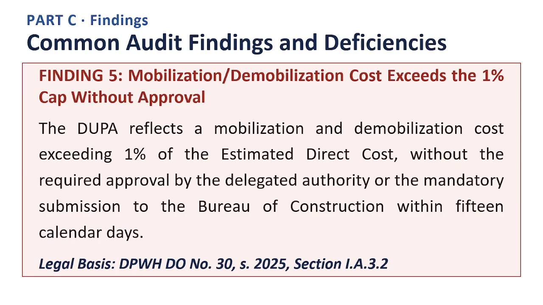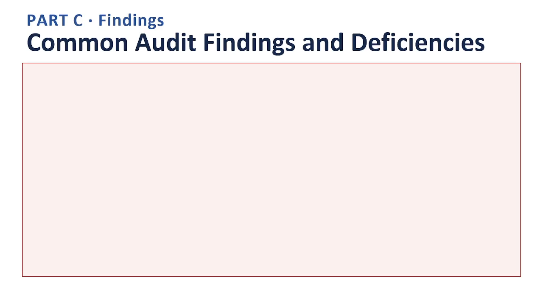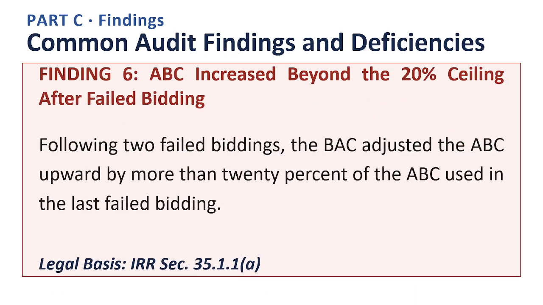Auditors look for this pattern because it usually signals that a required planning or documentation step was skipped rather than genuinely completed. The practical safeguard is to always ask for the specific supporting document before accepting the figure at face value. Next slide. Finding number 6. ABC increased beyond the 20% ceiling after failed bidding. Following 2 failed biddings, the BAC adjusted the ABC upward by more than 20% of the ABC used in the last failed bidding. The legal basis for this finding is the Implementing Rules and Regulations Section 35.1.1.